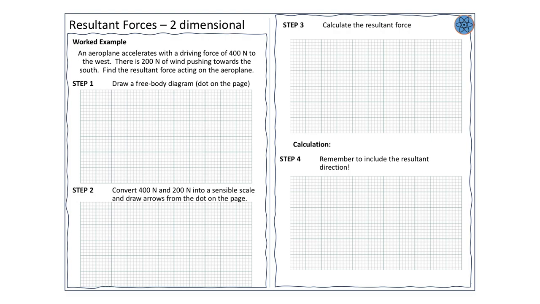So step 1 is to draw a free body diagram, and all that means is a dot or a square on the page. When choosing the place to put your dot, bear in mind that you need to draw arrows coming from the dot. So you'll see what I mean in a moment.